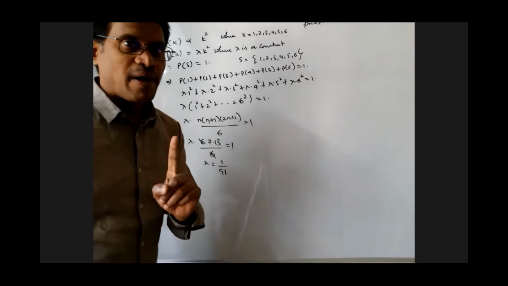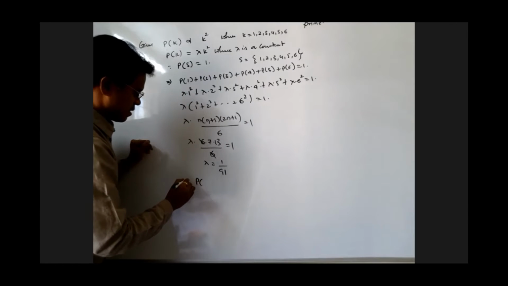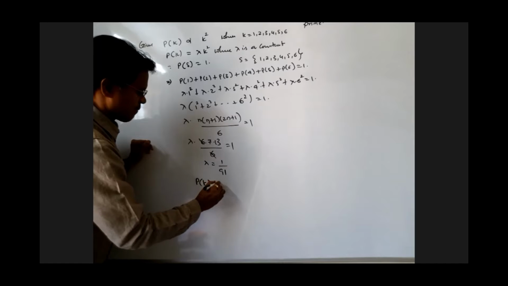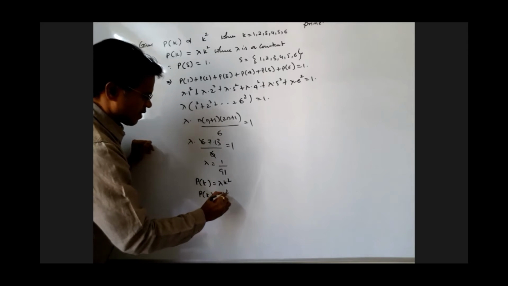Lambda is 1 by 91. That's all. So therefore, what is the probability of k? We represent the probability of k as lambda k square. Substitute the lambda value, and we get k square by 91.